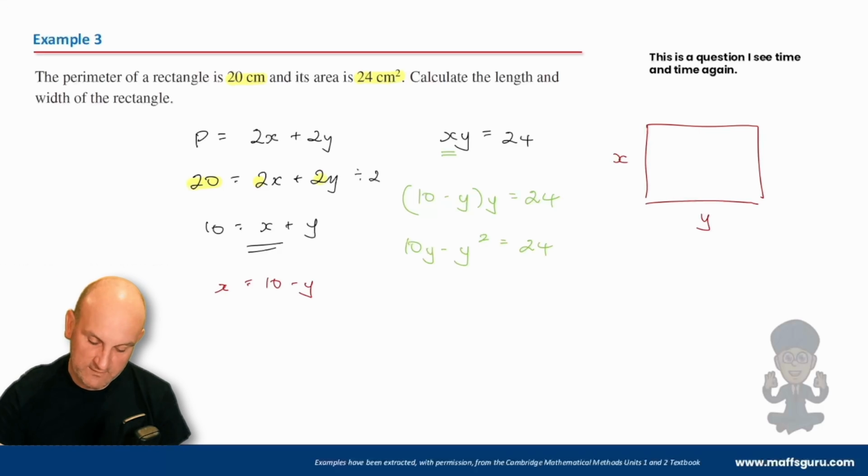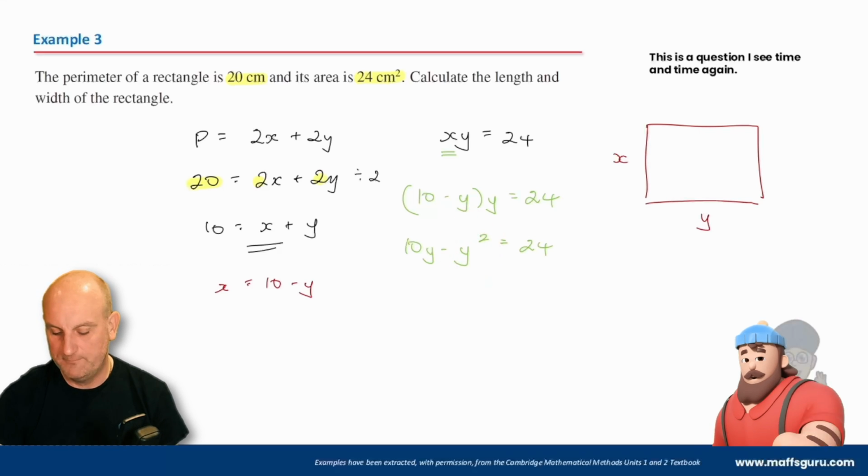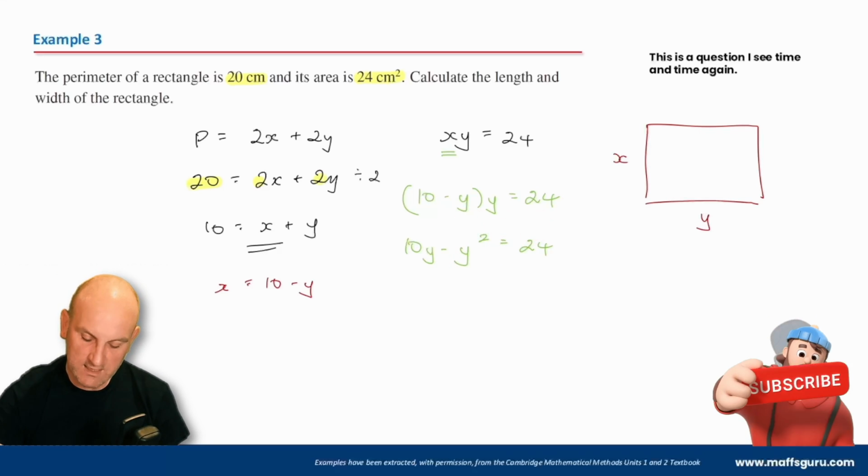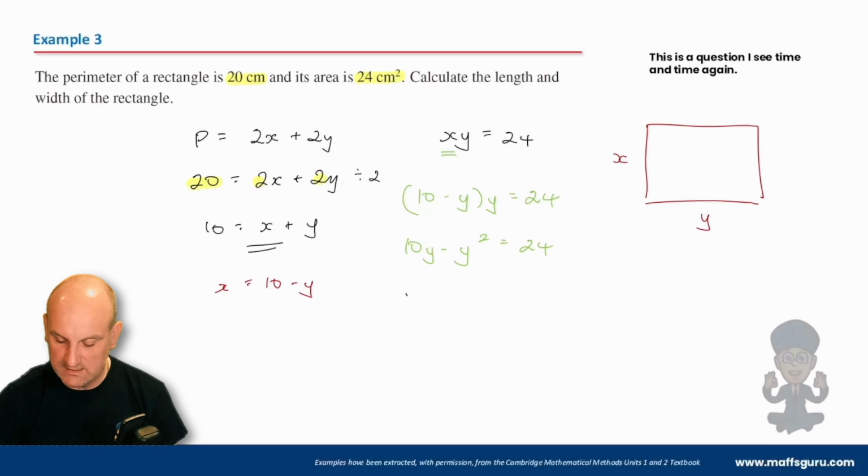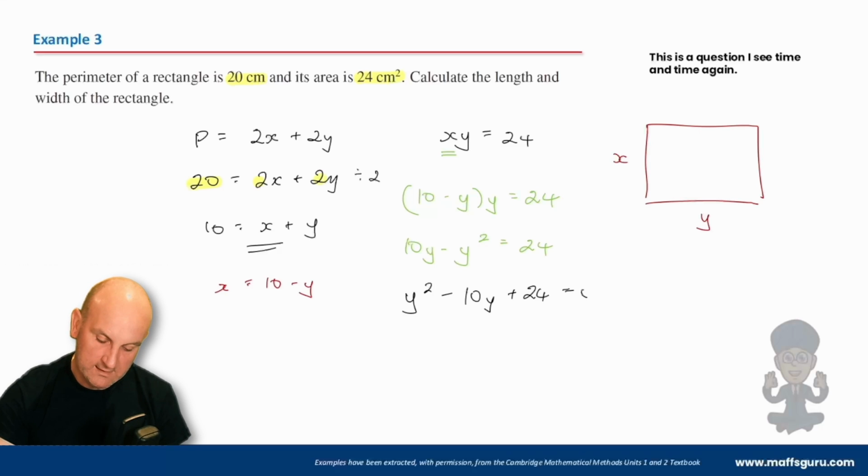So I'm now going to move everything over. Now, why am I going to move it over? Because I've got a negative y squared term. So I'm going to move that over to the other side, or add y squared to both sides. And that's going to give me y squared minus 10y plus 24 is equal to 0. Oh, cool. What do I do now? Well, if it were me, I'm going to draw my T.